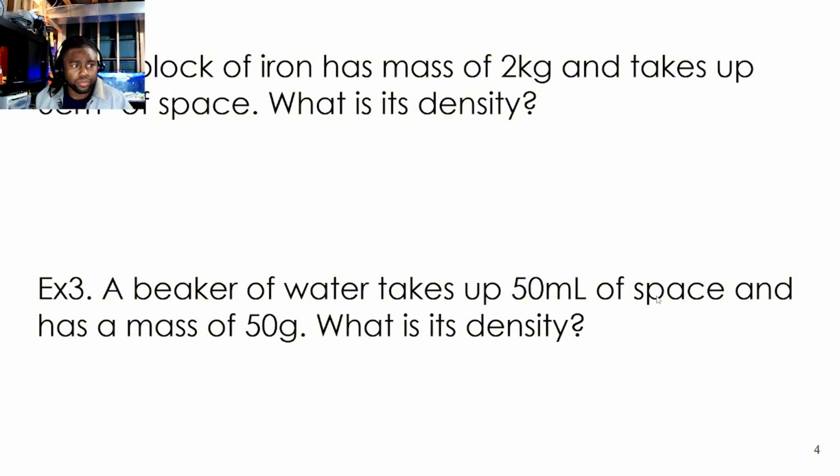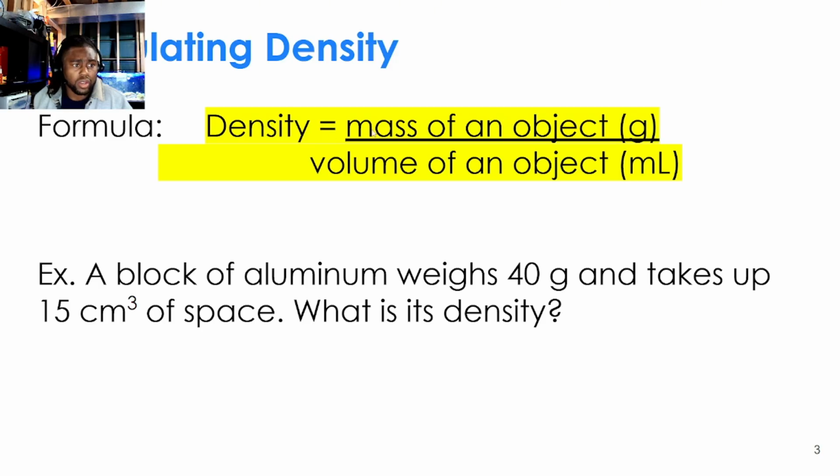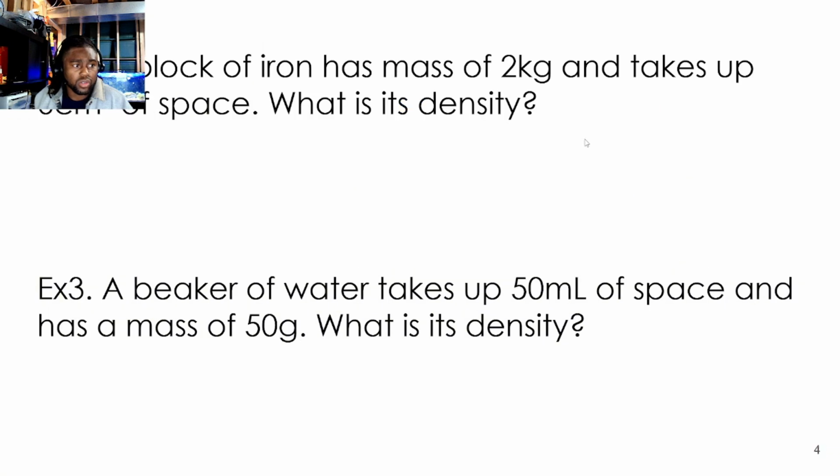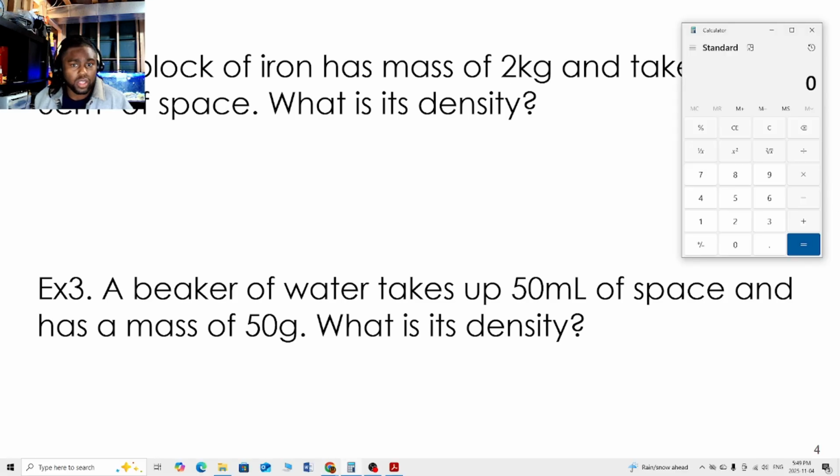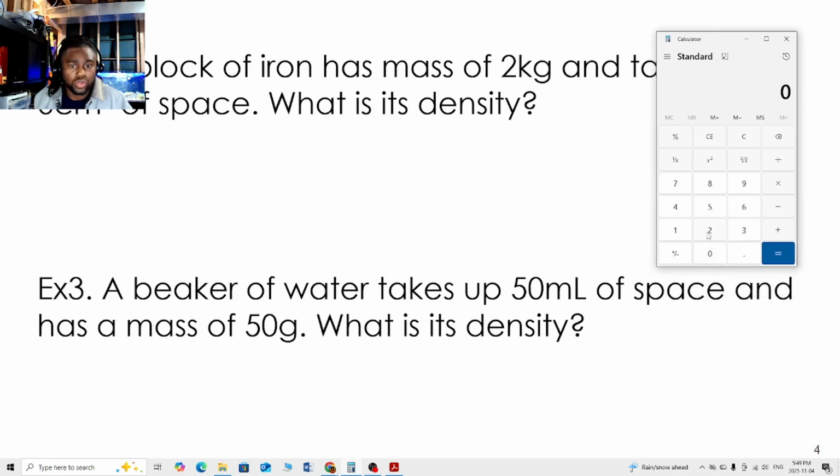Let's look at our second example. Example 2, a block of iron has a mass of 2 kilograms and takes up 6 centimeters cubed of space. What is its density? So let's go back. Again, density is typically in grams divided by milliliters or centimeters cubed. So we have 2 kilograms, right? So 2 times 1,000. And we're going to divide it by 6, our volume, which gives us 333, and then the 3's are repeating.